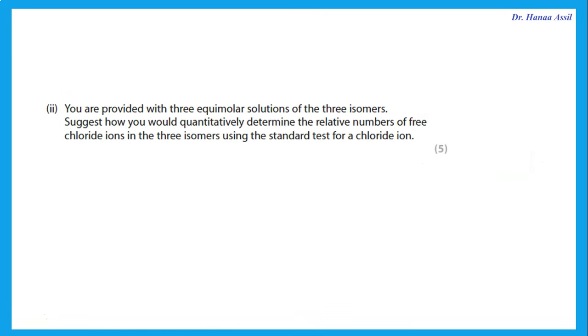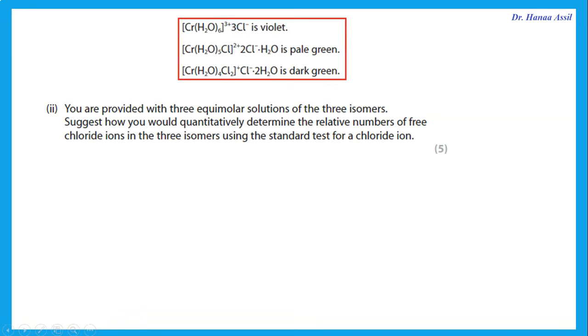You are provided with 3 equimolar solutions of the 3 isomers. So how would you quantitatively determine the relative numbers of free chloride ions in the 3 isomers? We were told that we have 3 different isomers with different amounts of free chloride ions. The first one, which is violet, has 3. The pale green has 2, and the dark green has 1 free chloride ion.